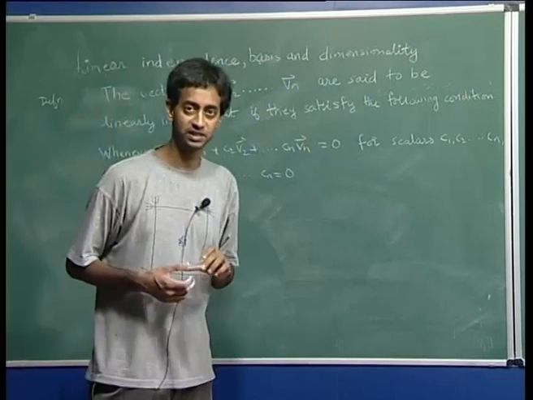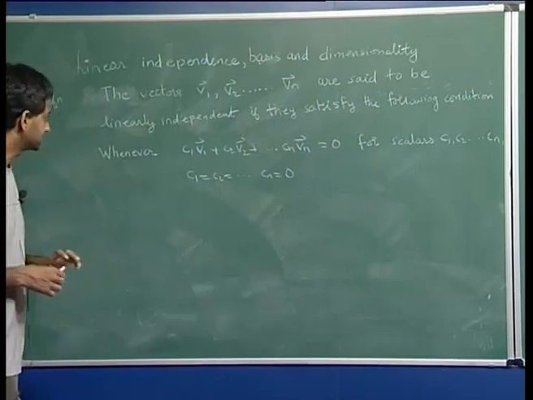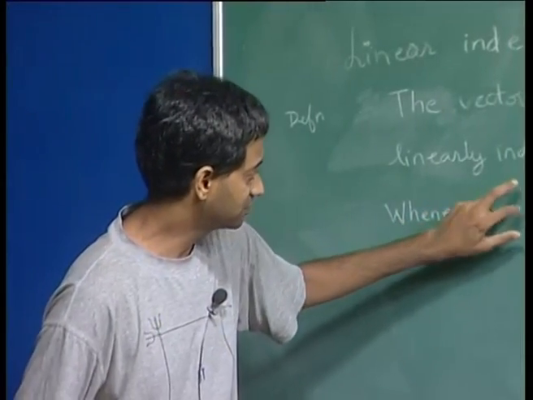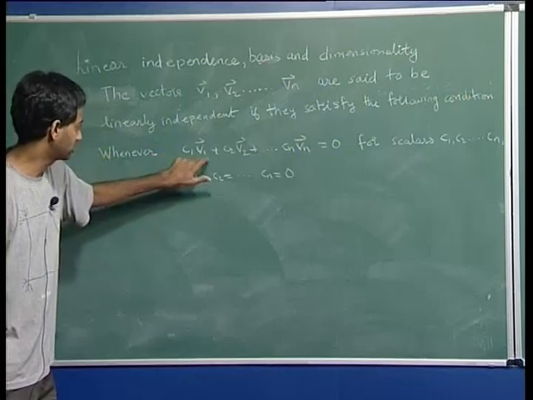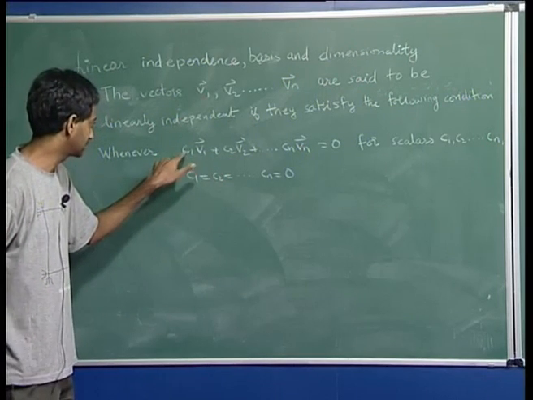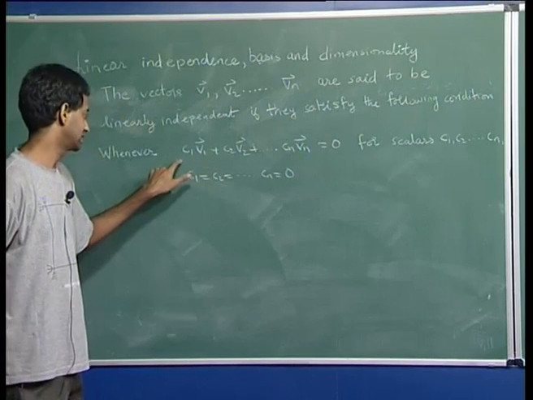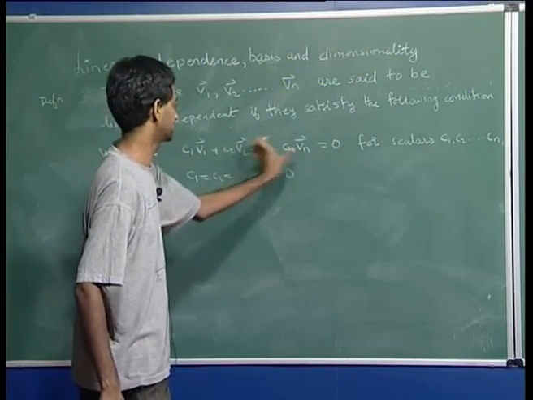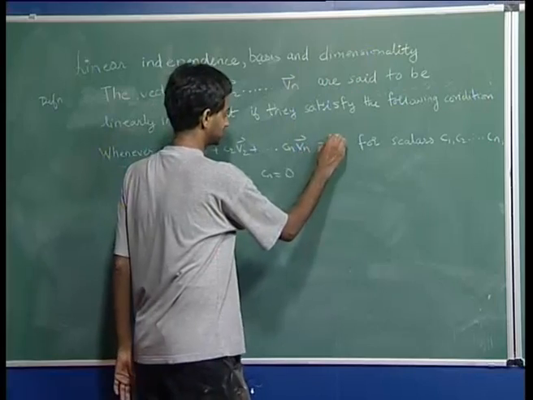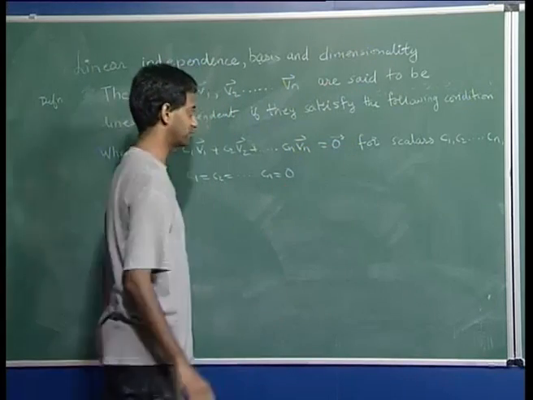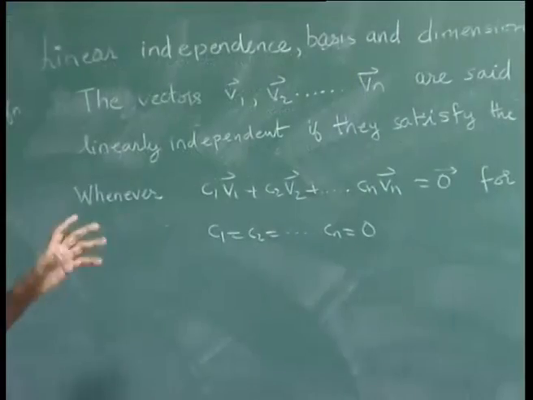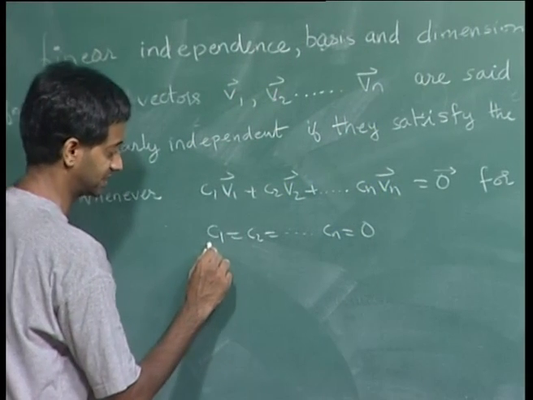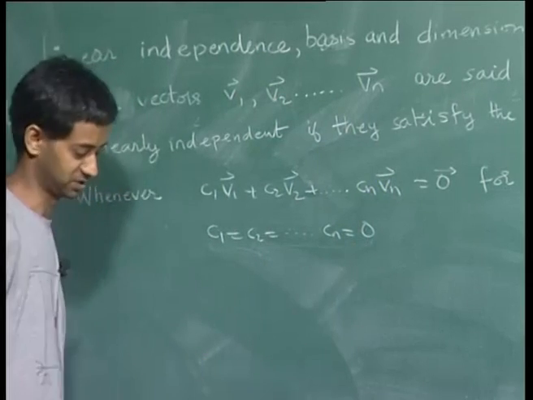A set of vectors is said to be linearly independent if they satisfy the following condition. The condition is that whenever you have a linear combination, I mean each vector is multiplied by a scalar and then added to the next vector, and whenever this linear combination of vectors gives you the 0 vector, for some scalars C1, C2 up to Cn, then the only way that is possible is if each of these is equal to 0.